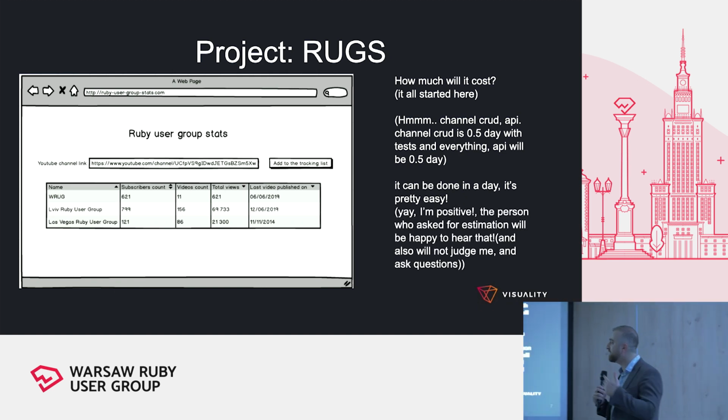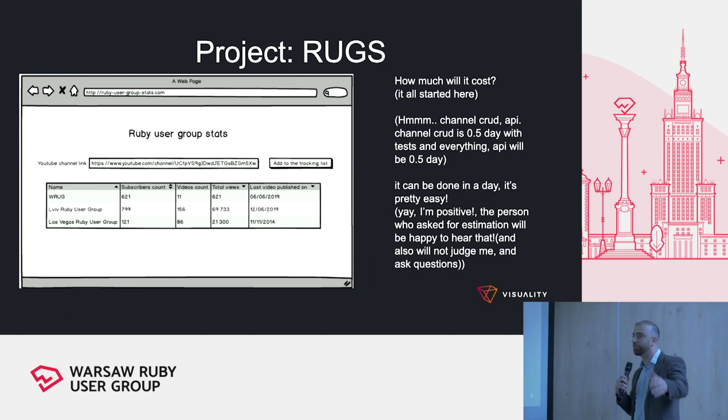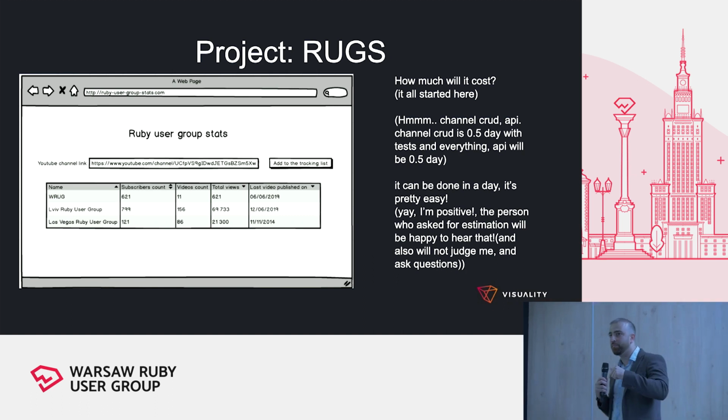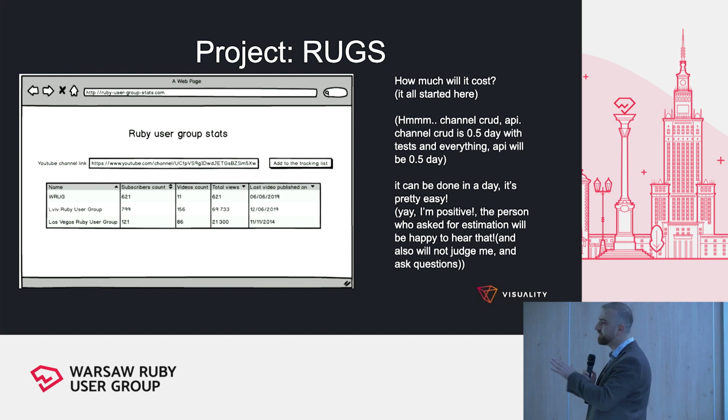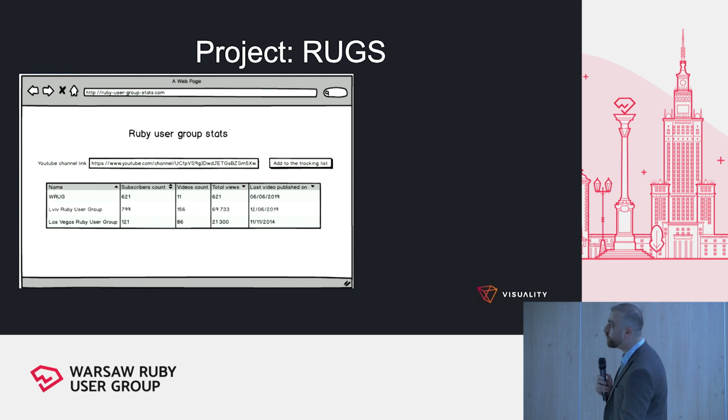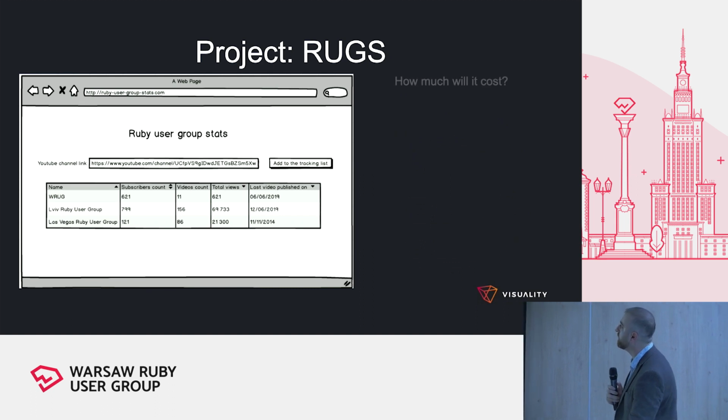And my inner thought would be, yeah, I'm positive the person who asked for the estimation will be really happy. And my inner thought would say that, yeah, they will not judge me and they will not ask questions. So I gave some optimistic estimation to them, they should be happy. But it shouldn't be done in this way. This is why we are here.